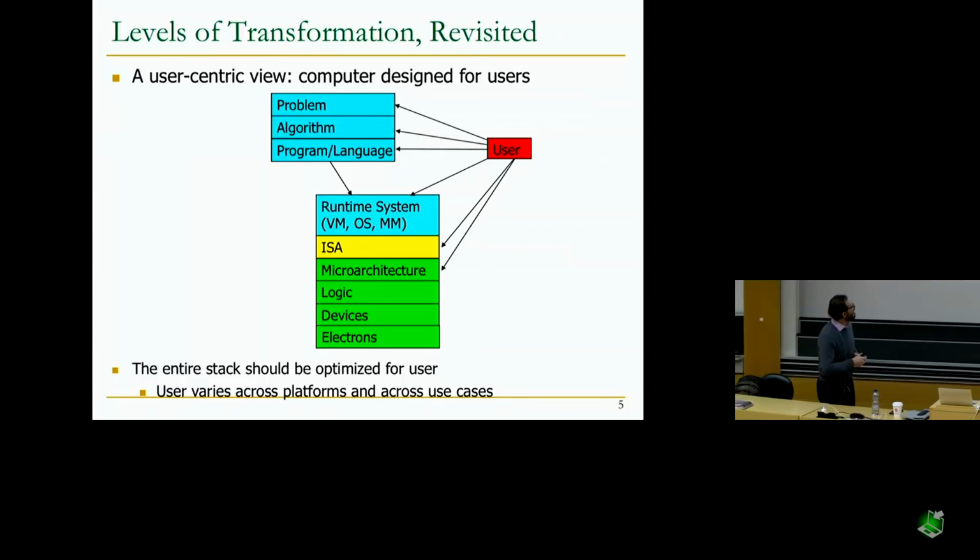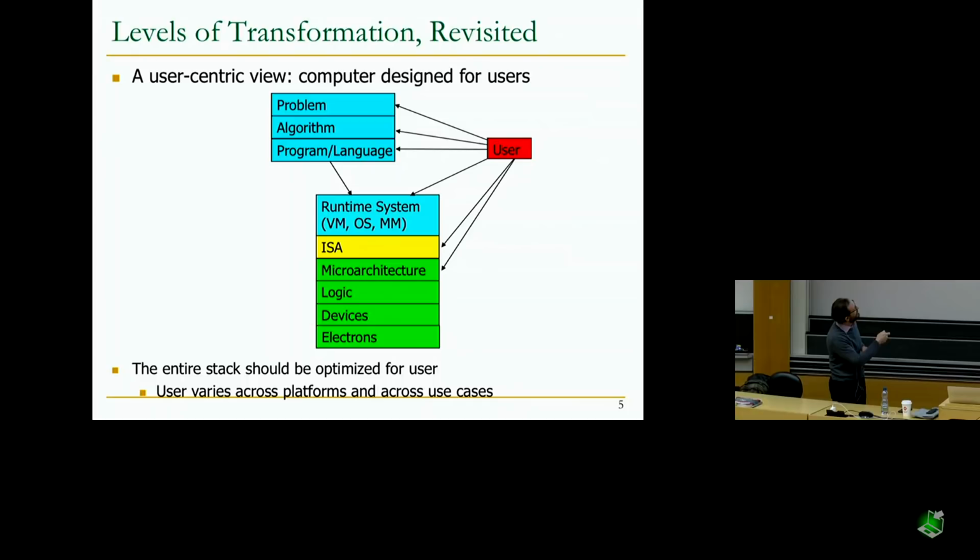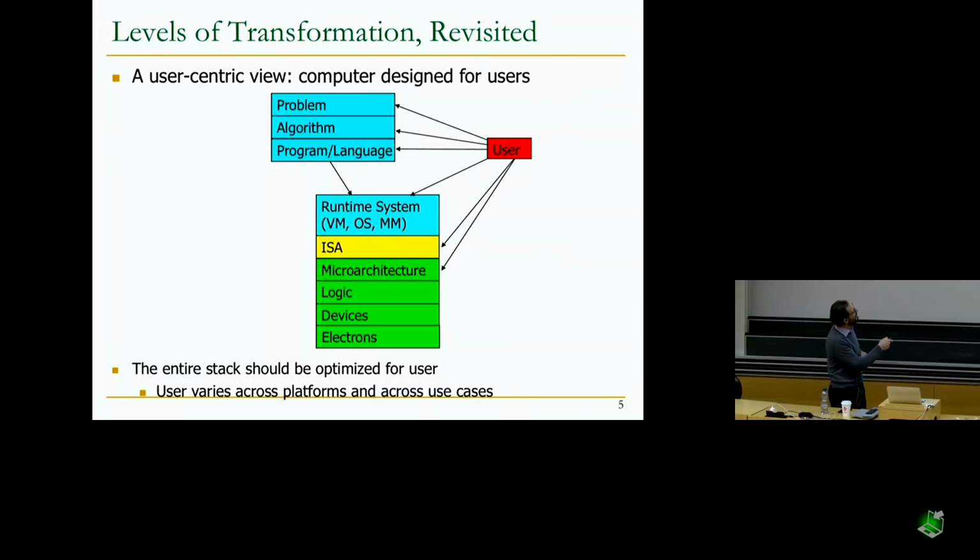And also, there are users that program the systems. You can see that users interact with the devices. Some users actually specify the problems. Some users specify the algorithms. Some users develop the programming languages or even write programs. Some users develop the runtime system. And some users actually develop assembly and develop microarchitecture. Right? How do you actually cater for all of these different users when you design a system?